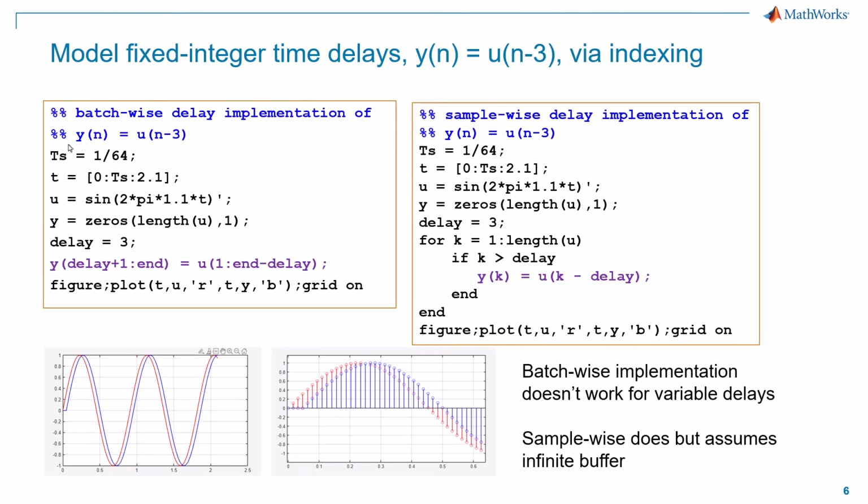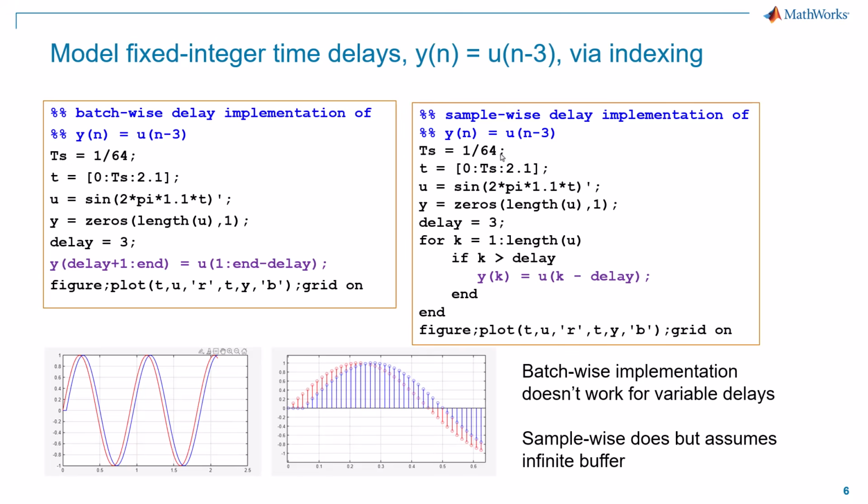For the batch-wise, it's pretty simple. We want to implement y of n equals u of n minus 3. So after we create our time vector and our signals, pre-allocate memory, etc., we're going to just assign a range of the input to a range of the output where the offset is built into the assignment. So delay plus 1, the 1 is added to account for one-based indexing in MATLAB. So that's pretty straightforward.